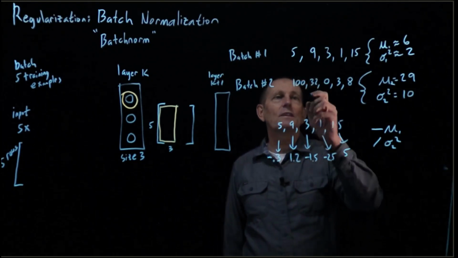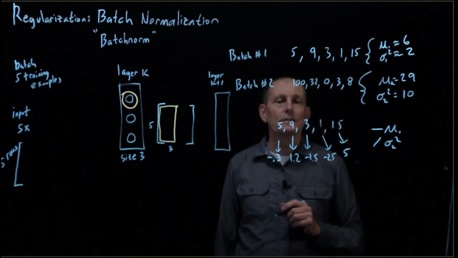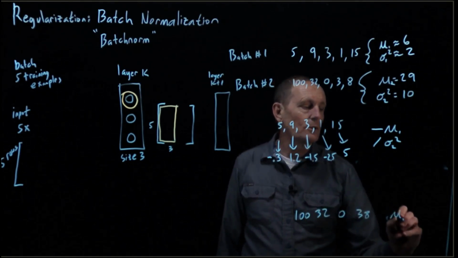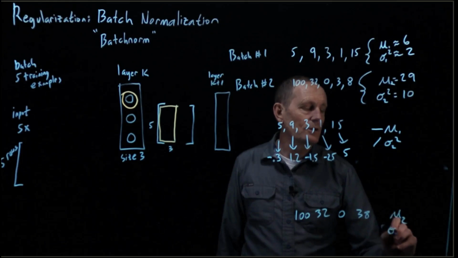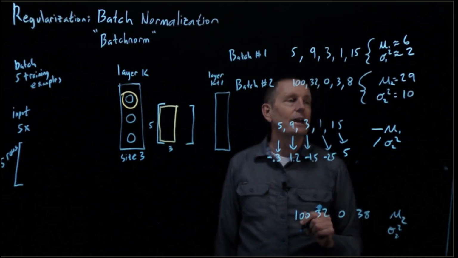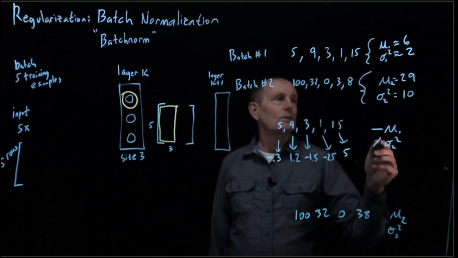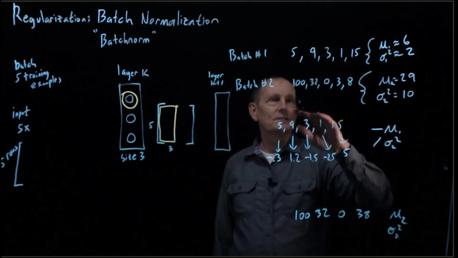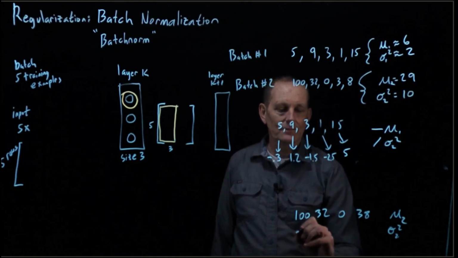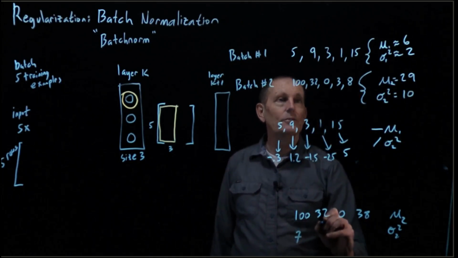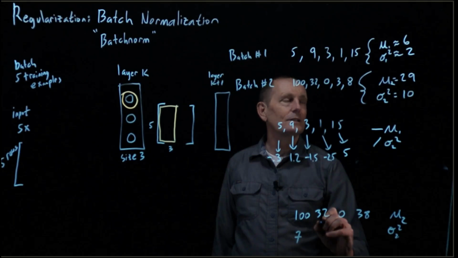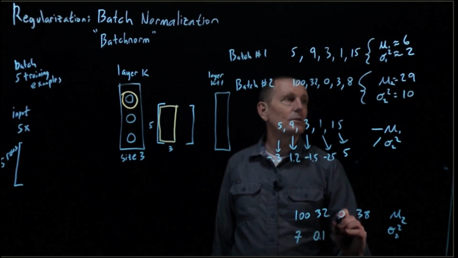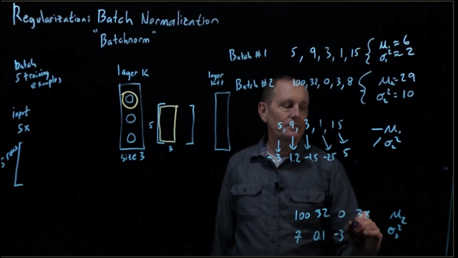Similarly, we can do the same thing for 100, 32, 0, 3, and 8. Let's just try it, actually. And here we'll use sigma sub 2 squared and mu sub 2, the mean. So 100 minus 29 is about 70, which is about 7 standard deviations above the mean. 32 is like a 0.1. 0 is about 3 standard deviations below the mean.